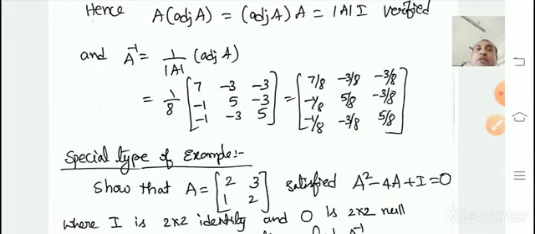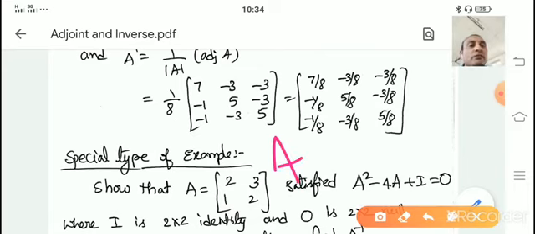And one more special type of example for finding A inverse. You neither use elementary transformations nor use the determinant and adjoint method. Without using elementary transformations, without using determinant and adjoint, there will be a special type of example where they are asking directly to find out the inverse.